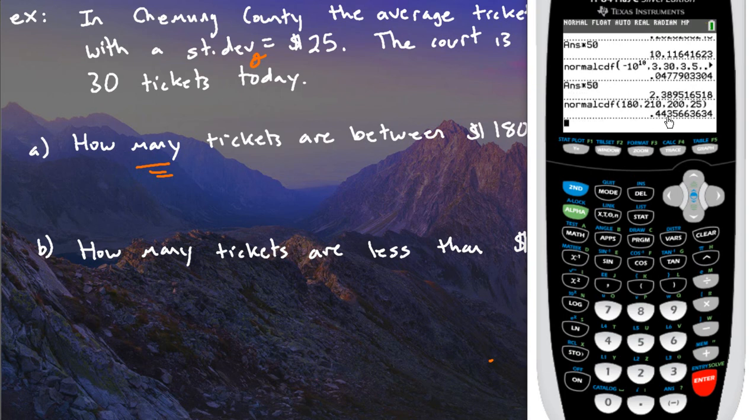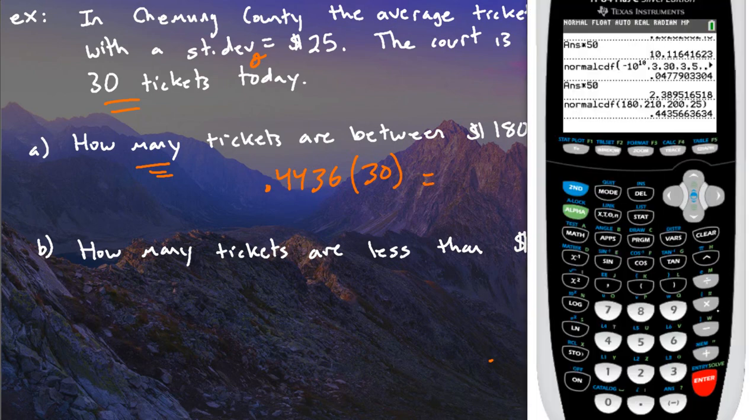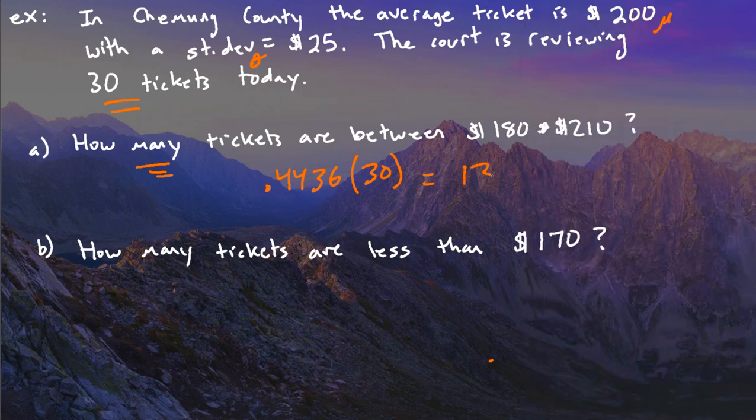Okay, 0.4435. So after we round, 0.4436, and now we're going to multiply that by 30 because we want to know how many tickets. So times 30, and we get 13. So 13 of these tickets the court reviews will likely be between those two. How many tickets are less than $170? So again, thinking of our normal distribution, we're down here somewhere.